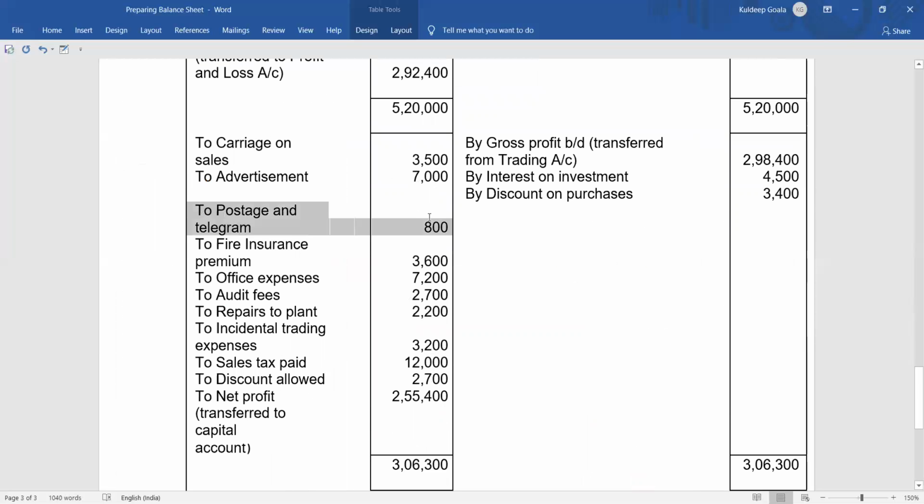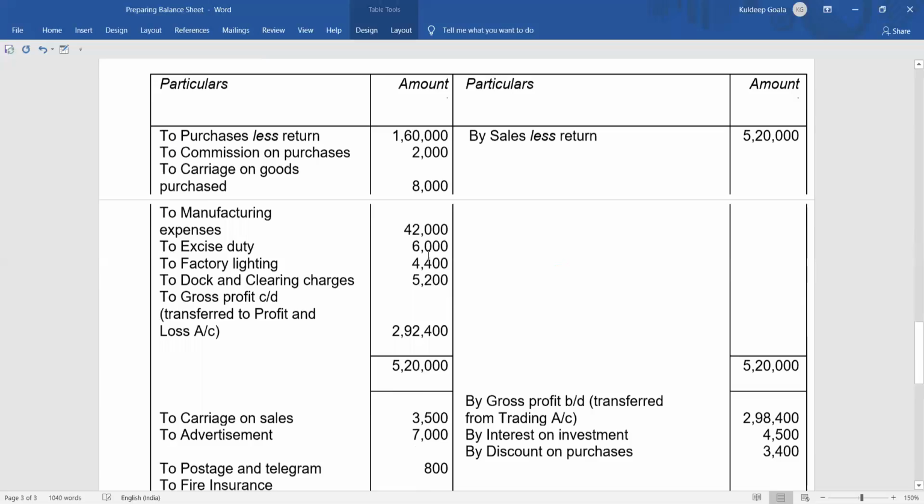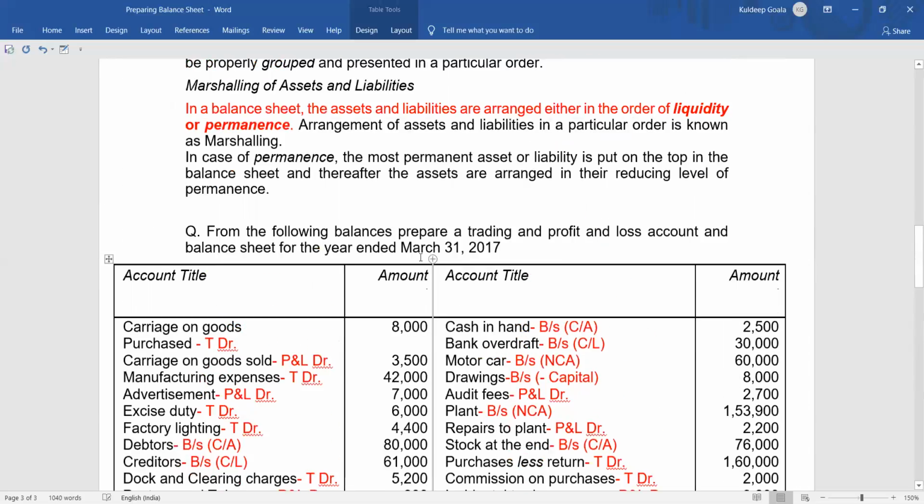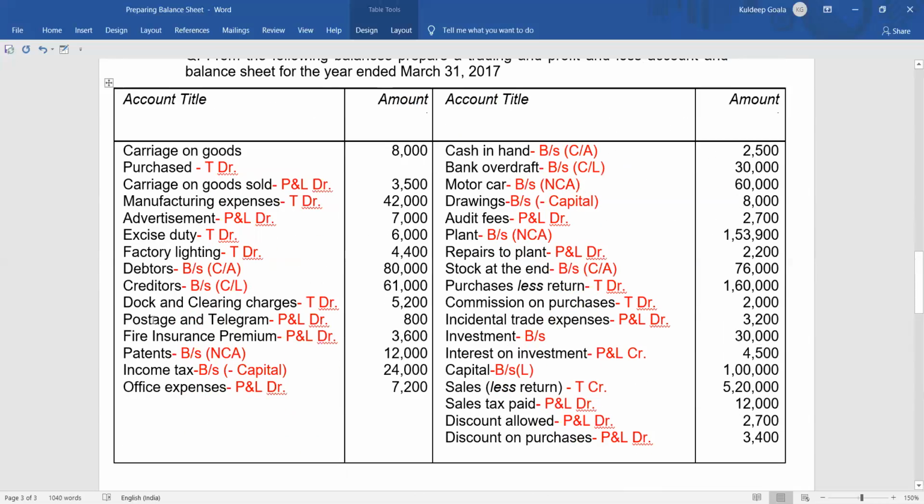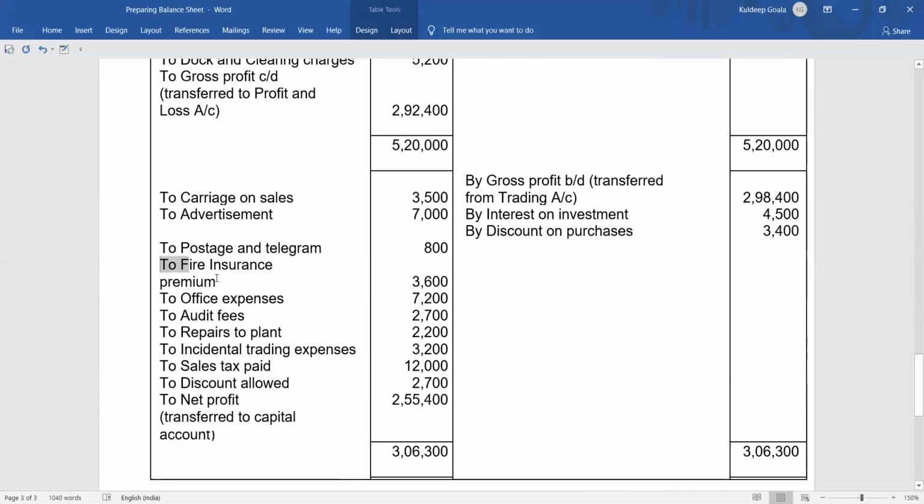To postage and telegram, 800 rupees. Clear? After that, what do we have as the next item? Let's see. After postage and telegram, it is fire insurance premium of 3,600. So to fire insurance premium, 3,600 rupees. Clear? This is there.